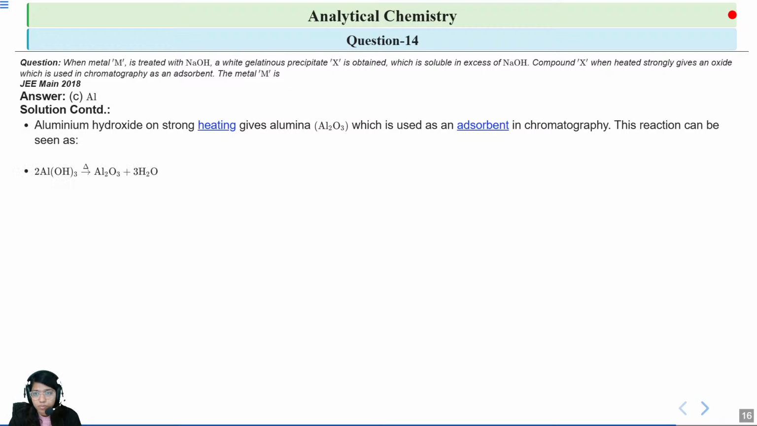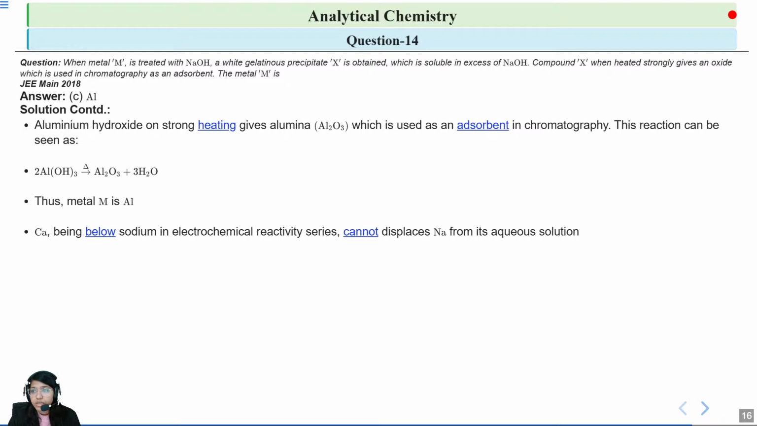So here is the reaction which shows the thermal decomposition of aluminum hydroxide into aluminum oxide and water. When heated, aluminum hydroxide, Al(OH)3, breaks down into Al2O3 and 3H2O. It is a decomposition reaction where heat causes the breakdown of the aluminum hydroxide. Therefore, metal M is identified as aluminium, Al.